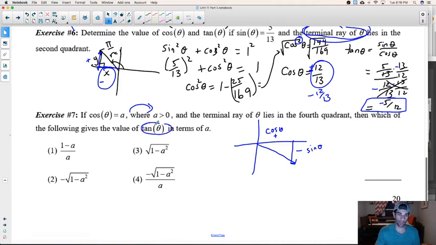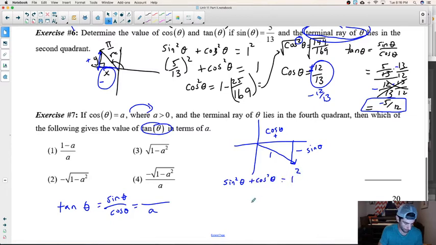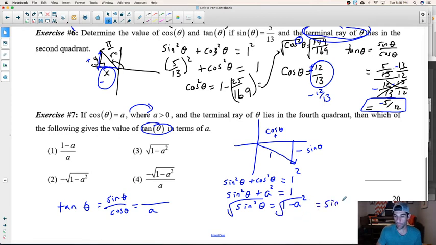Right? And that makes sense because they told us that there. Then what is the value of tangent theta? I'll do it down here. So tangent theta is sine theta over cosine theta. Now they already told me cosine theta because cosine theta is a. Now I have to figure out sine theta. So let's use the Pythagorean Theorem. Sine squared theta plus cosine squared theta equals 1 squared. That's sine squared theta plus a squared equals 1. Sine squared theta equals 1 minus a squared, because we moved him to the other side, and square root that. So sine theta is the square root of 1 minus a squared, right?